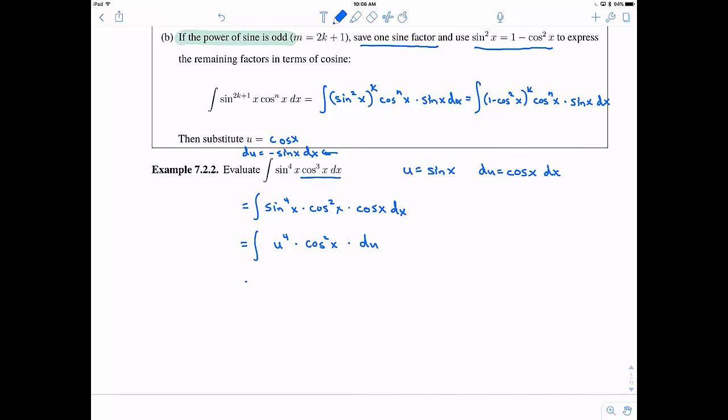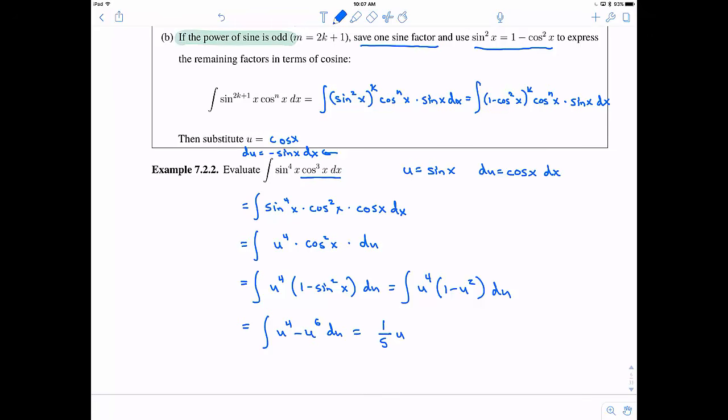Now all of those cosine squareds, in this case there's only one cosine squared, I'm going to transform into 1 minus sine squared. So 1 minus sine squared du, and of course we know that sine is u. So I can write this as u to the fourth times 1 minus u squared du. And now we've done the hard part. We've applied the strategy, and now we're back in Calc 1 world. So let's just evaluate this as we would in Calc 1.